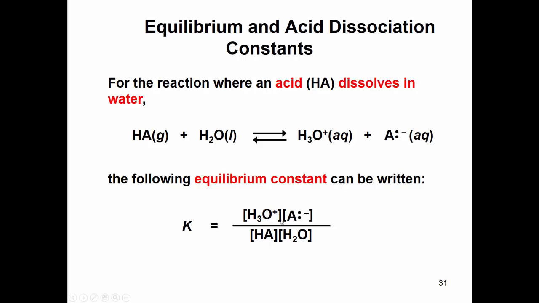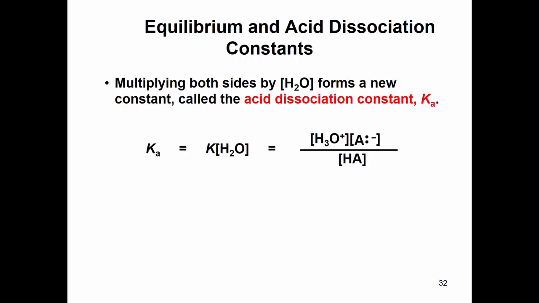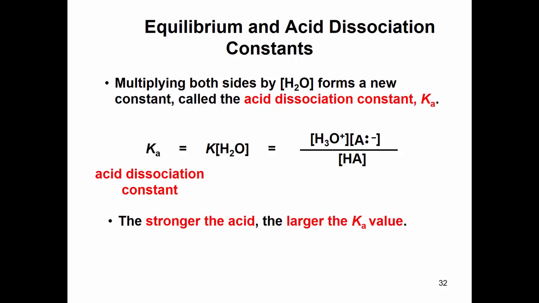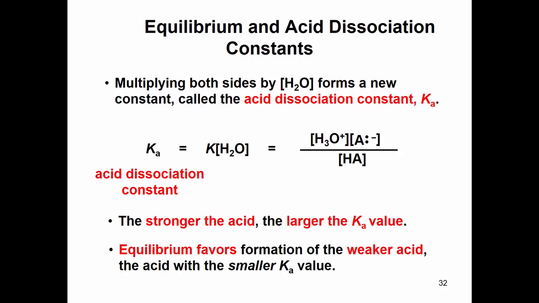If we calculate this, let's just pretend that we put a 1 here, a 1 here, and a 1 here, then K would be equal to 1. We have a specific name for our equilibrium constant when we're looking at the strength of acids, and we call this Ka. You can just think of that A as being for acid, and it's the acid dissociation constant.